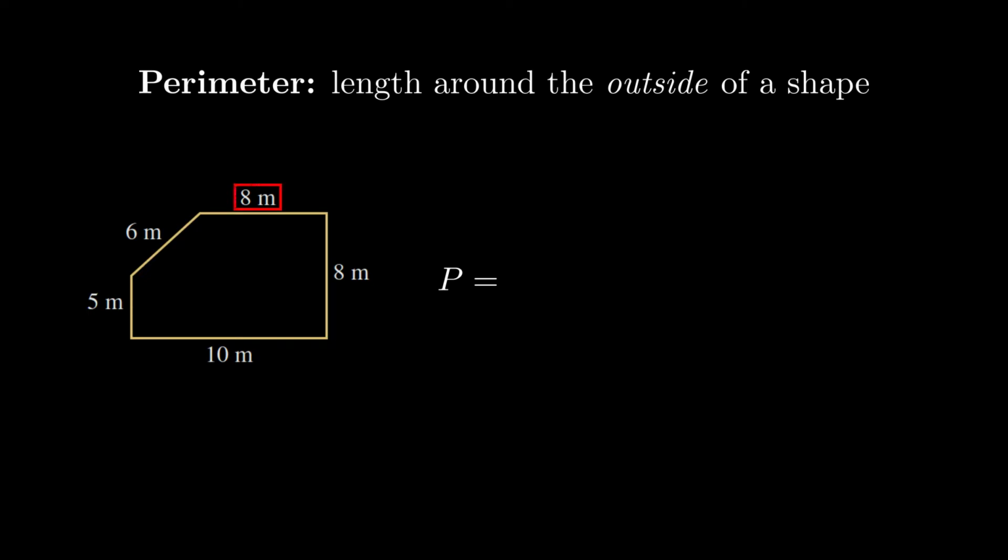So we might start with the 8 up the top and make sure you add every side length around the boundary of the shape. And so with this one, we would get 37 meters.